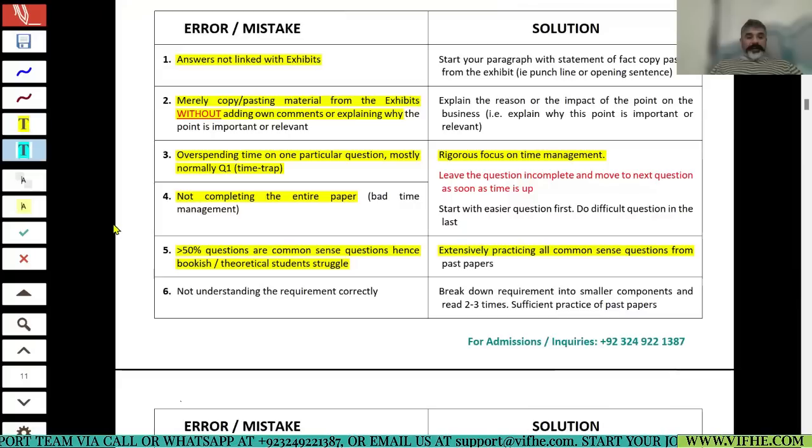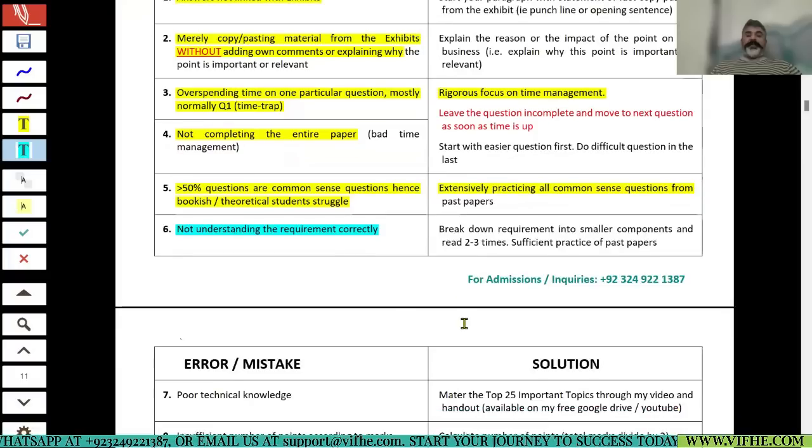And this one is a new one. This item is a new item which has been recently mentioned by the examiner. The examiner is saying that some students do not understand the requirement. Obviously, if you don't understand the requirement or you misunderstood the requirement, you will then give a wrong answer because you did not understand the requirement, right? So it's very important that we clearly understand what is required so that our drafting can be according to the requirement.